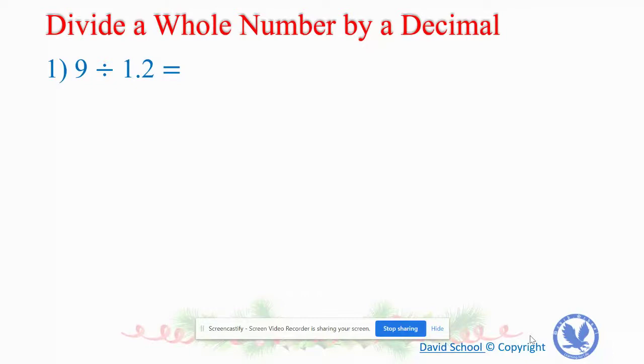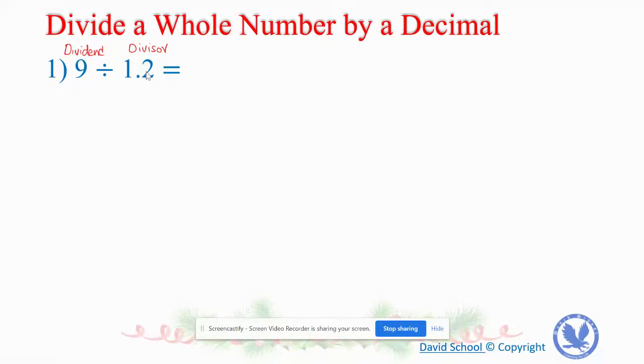Before we set up the long division, look at the divisor. If it is a decimal, we should change the decimal into a whole number. Okay guys, first I will write the dividend and this is the divisor. First we are going to change the divisor. This is a decimal. We are going to change a decimal into a whole number.